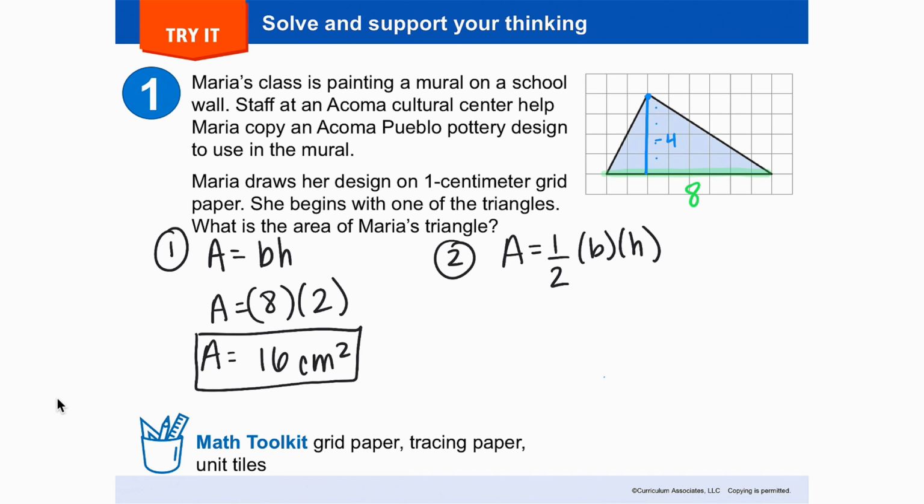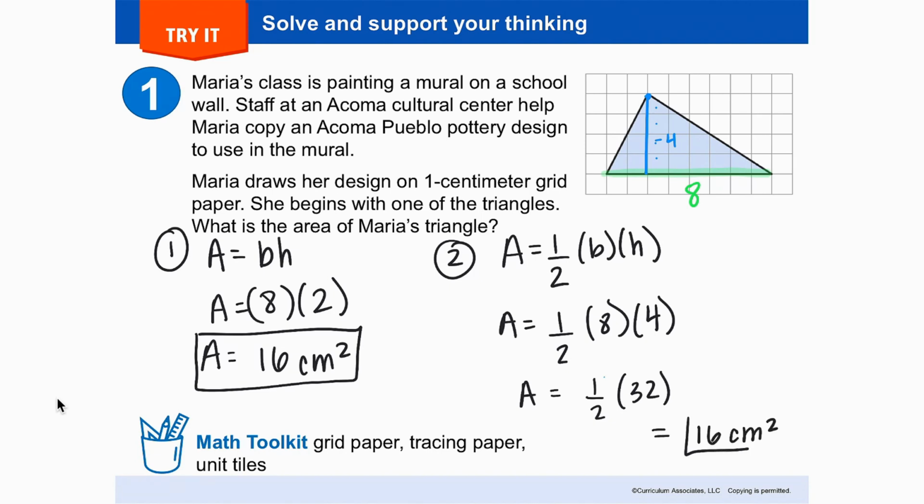Okay, so now I've found both dimensions. All I have to do now is just plug it into my formula. So area equals half my base, which is 8, height, which is 4. And then I can just go ahead and multiply those out. 8 times 4 is 32. And now I need to find half of 32. So 1 half times 32 is the same as saying 32 divided by 2. And when I divide that up, I get 16 centimeters squared. So either way is fine on how you want to solve it. Either you can decompose it or you can just use the straight measurements.